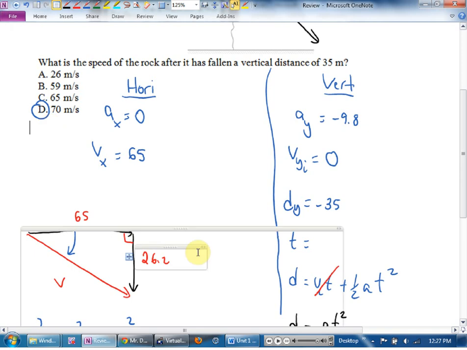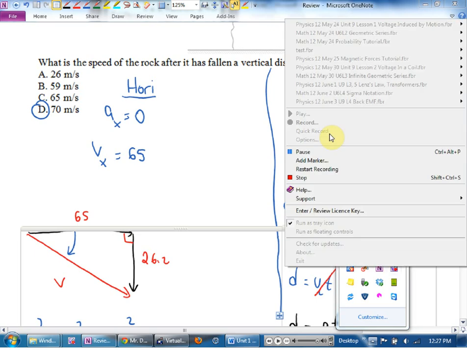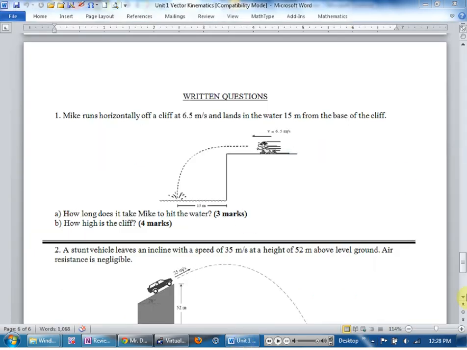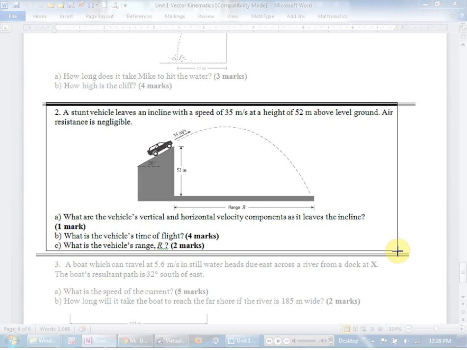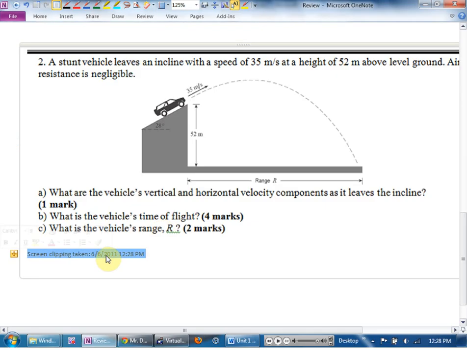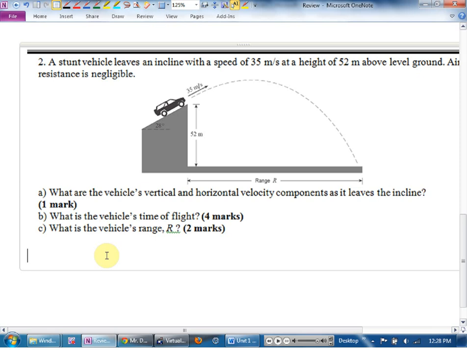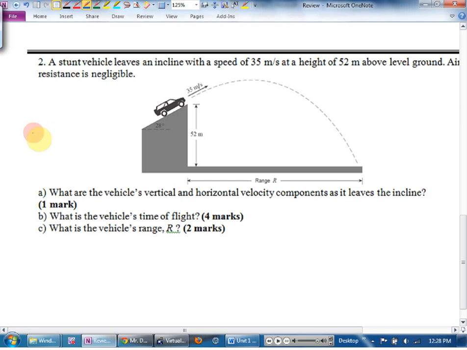So here's a classic written question. Stunt vehicle. When our velocity was at an angle, what did we do? We never used it. We're not going to use the 35. What did we do instead? Components. Horizontal and vertical. So the very first thing I would do, because I'm going to try and keep this all visible, I'll do it over here. So I would say here's 35. This angle, I don't know if you guys can see, is 28 degrees because it says.